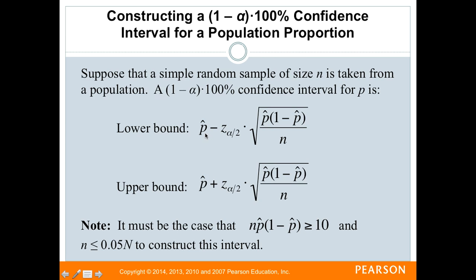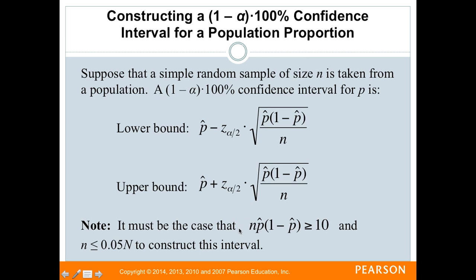For the lower bound, we take p hat and we subtract z alpha over 2, which we'll talk about in a minute. This is called your critical value, multiplied by square root of p hat times 1 minus p hat over n. And then for the upper bound, you do the exact same thing, but instead of subtracting the margin of error here, you add the margin of error.